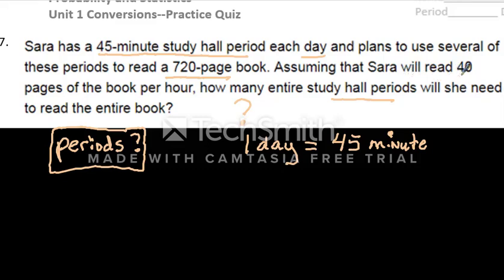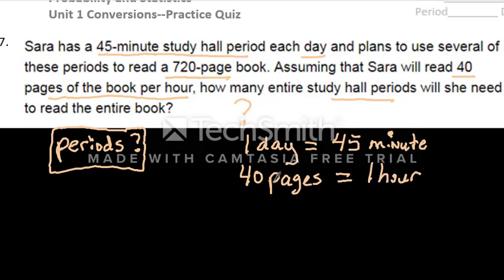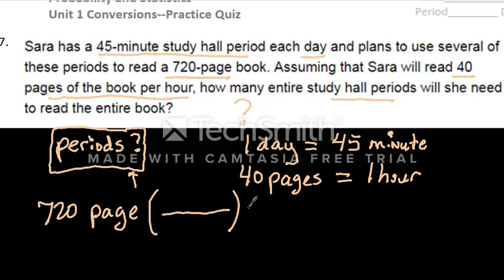And it also says Sarah will read 40 pages of the book per hour. So one other conversion, it says, well, there's 40 pages. It's going to take me 1 hour. So that's a conversion factor. So 40 pages takes me 1 hour. Well, if I start off with a 720-page book, I need to convert that into periods. How long does it take me for a study hall period? Or how many days does it take me to read this book?